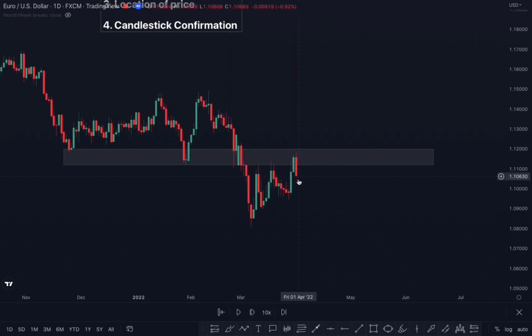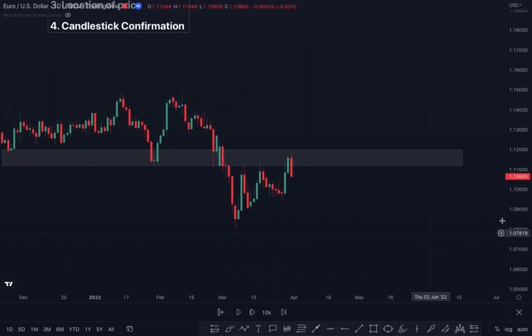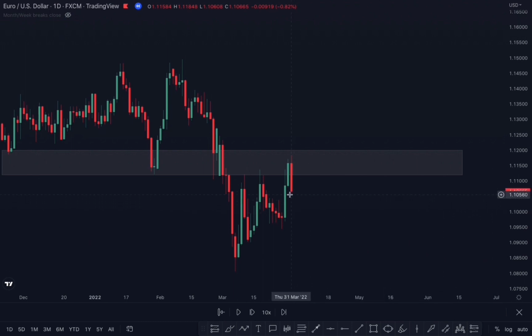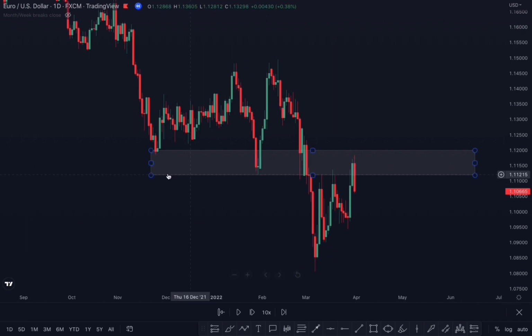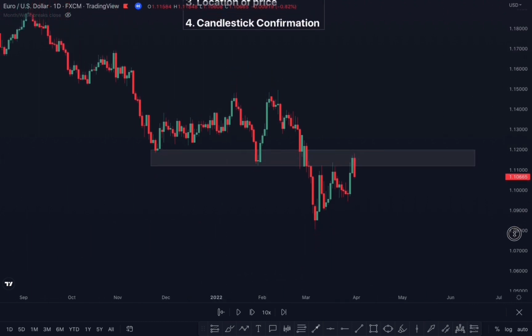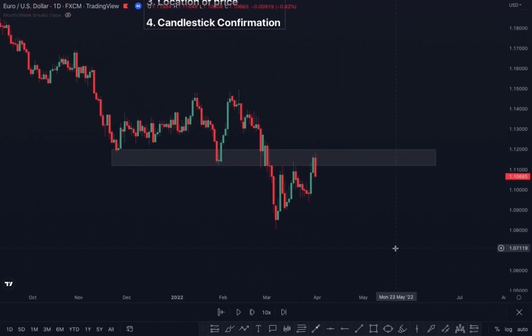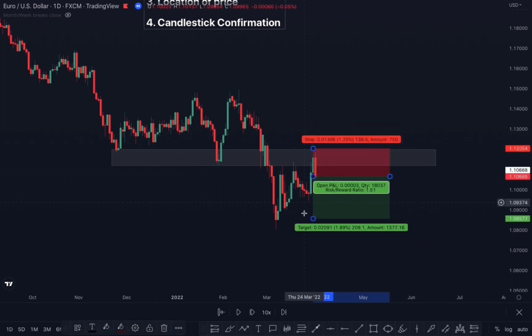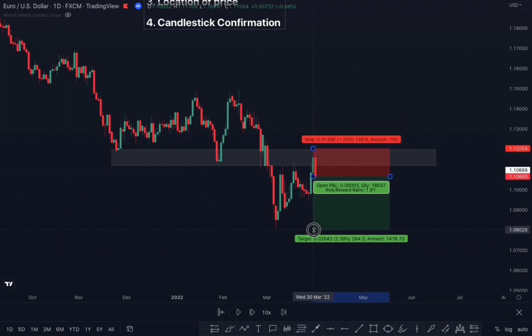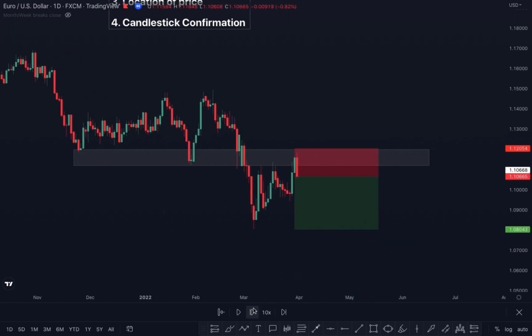Right here we have an engulfing candlestick, right? This is a bearish engulfing, and you can see that this red candlestick has fully engulfed this candlestick in the area of value, right? So this gives us a confirmation for a selling opportunity. So if we sell here, our stop loss is here, and I'll take profit at the next support level. Let's see how price is going to play out.